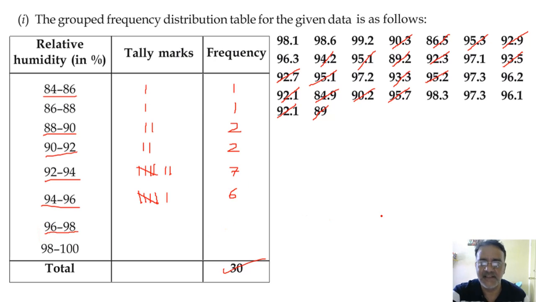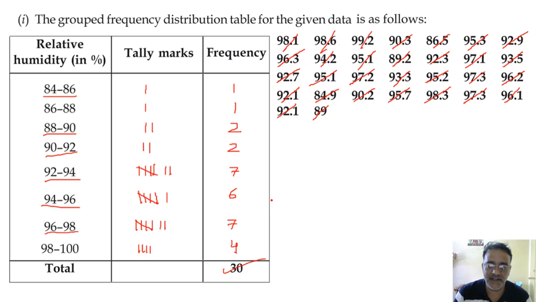96 to 98. So 96 is included, 98 is not included. So we'll start with the first one. Nothing is there. Second में एक है. 1, 2, 3, 4, 5, 6, 7. Anything is left? No, sir. Now only 4 is left. 1, 2, 3, 4. So 4 will come over here.